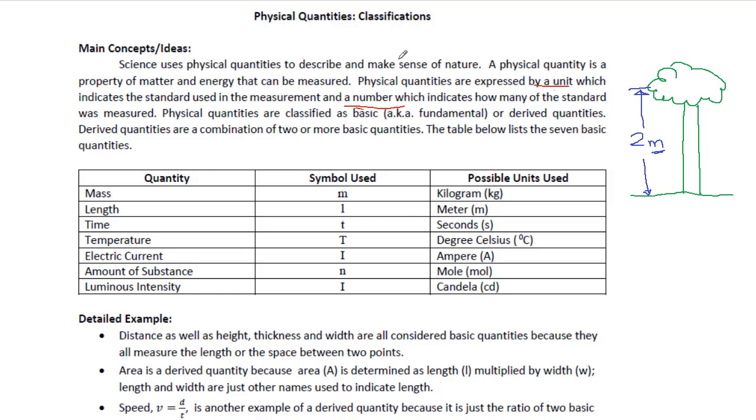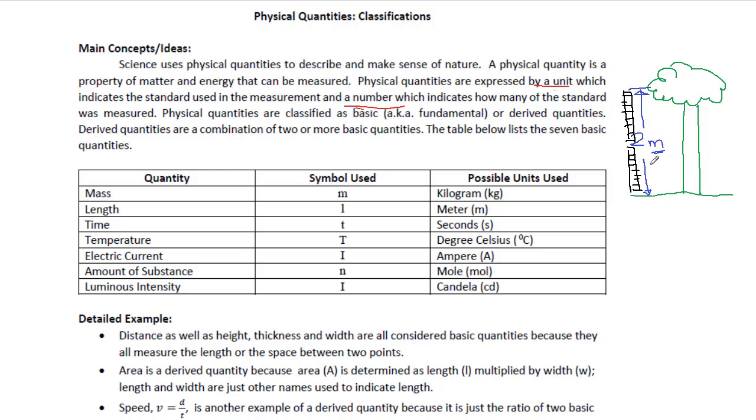So most of the time when we measure physical quantities, we use an instrument or a device or an equipment. In this case, perhaps a meter stick or a steel tape. Shall we say we're using a meter stick, which is 1 meter long. And 2 meters simply means that to reach this height, we need to put 2 meter sticks on top of each other. So this is the first meter stick, and you put the other meter stick above it, on top of it. So this is what it means by that.